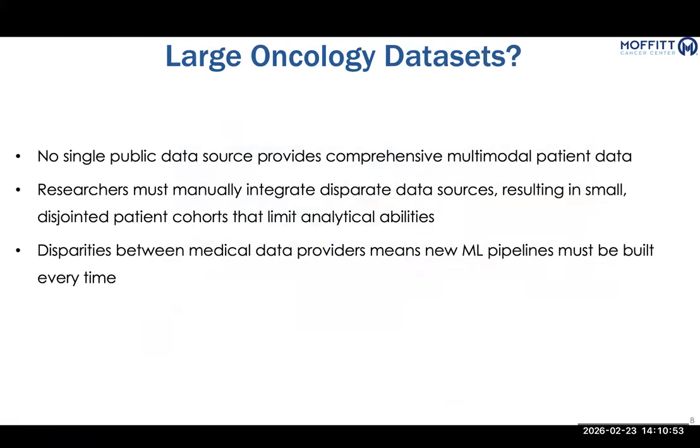So starting with the first phase of our effort, we started collecting multimodal data, but we realized that there is no single public data source that provides a comprehensive multimodal patient data. Because of this, researchers need to manually scrape these disparate resources to create cohorts that often result in small disjointed data sets. So what does this mean?